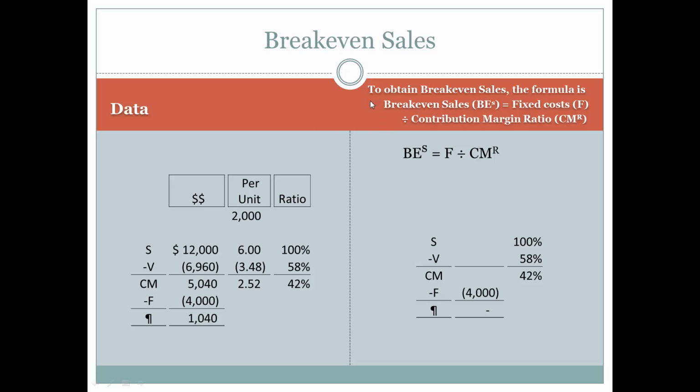To obtain break-even sales, which we will need in order to calculate the safety margin of sales, the formula is: break-even sales equals fixed costs divided by the contribution margin ratio. We know our fixed costs are $4,000 and our contribution margin ratio is 42%. This is $4,000 divided by the contribution margin ratio of 42%, which is going to yield $9,524.